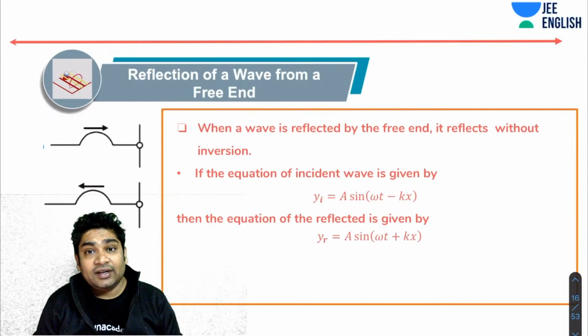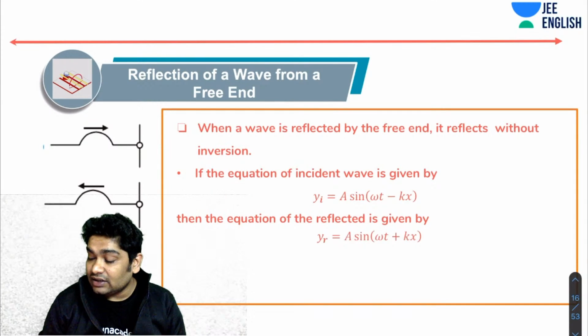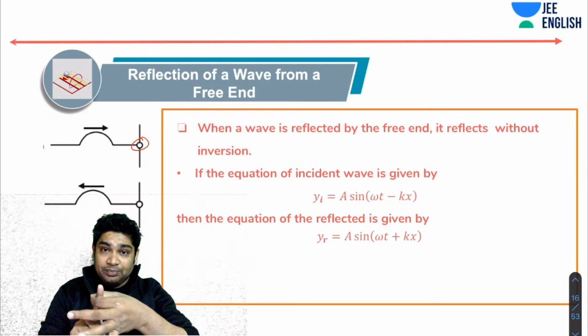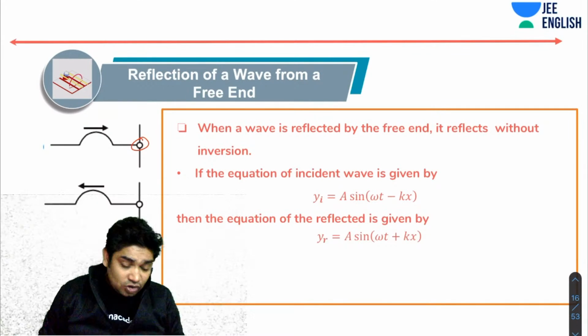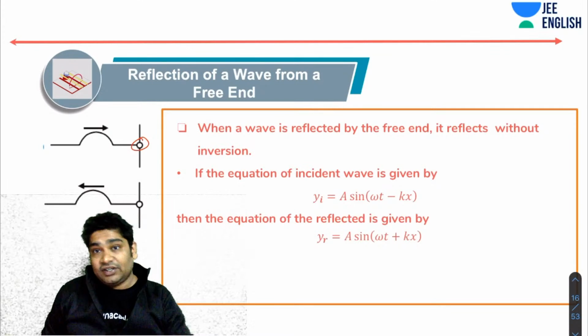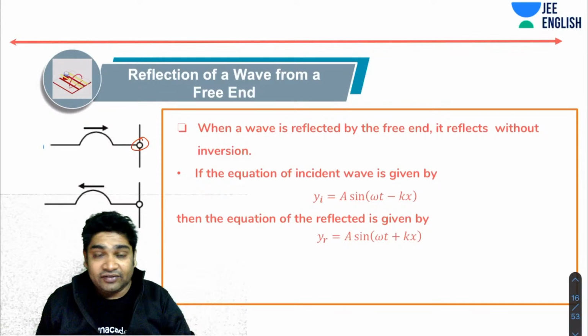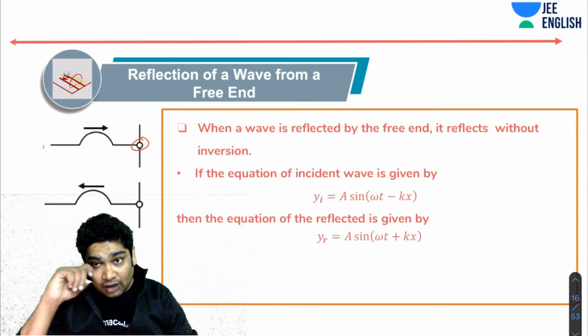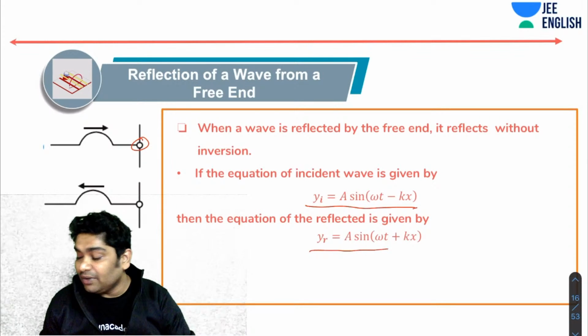Then you may have a reflection from a free end. Here you see there is a rod, and on the rod there is a bead, and the string is attached to this bead. Now this end is free to move, so this is called a free end. Whenever reflection happens at this free end, the reflected wave travels without inversion. If the incident wave equation is like this, then the reflected wave equation simply becomes this.